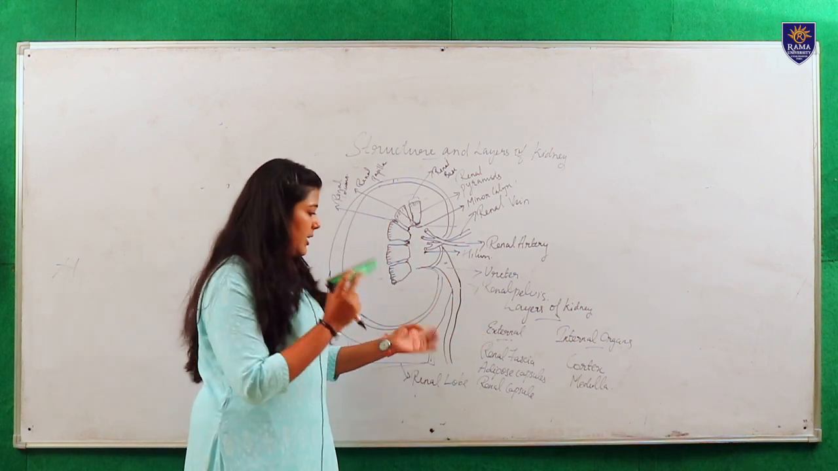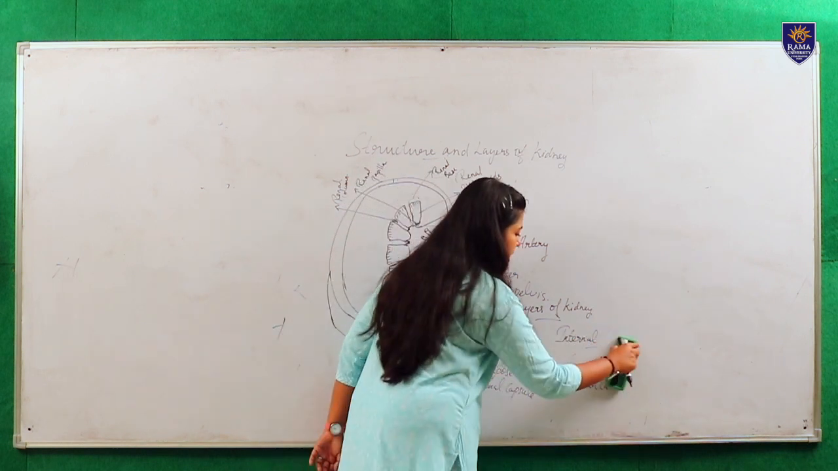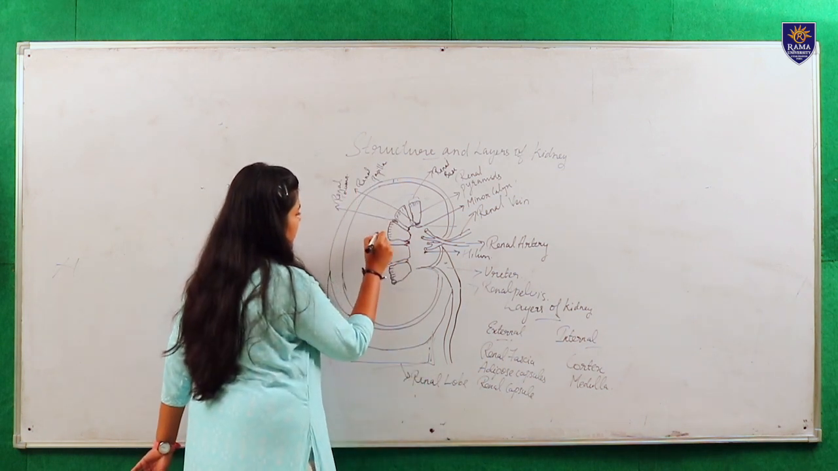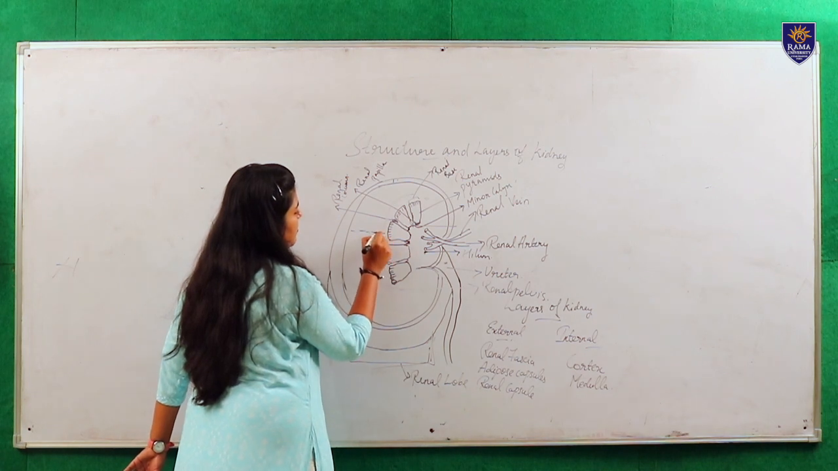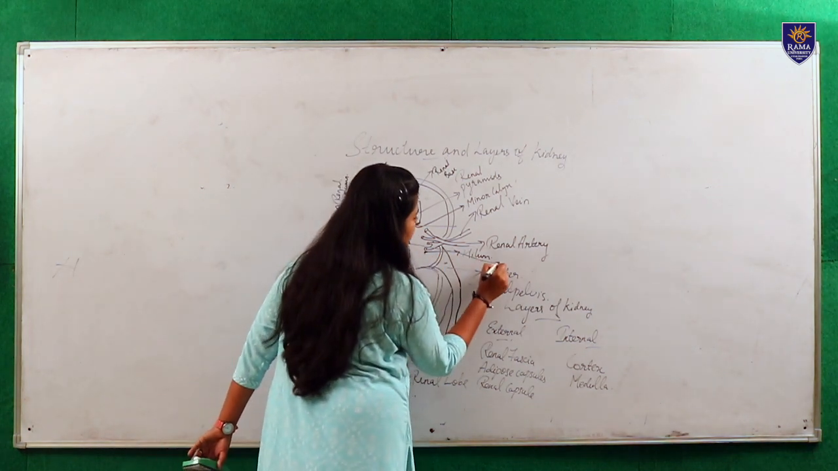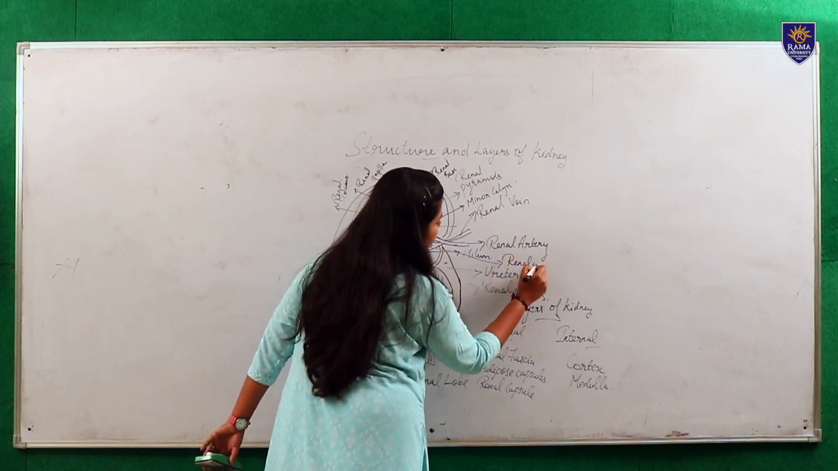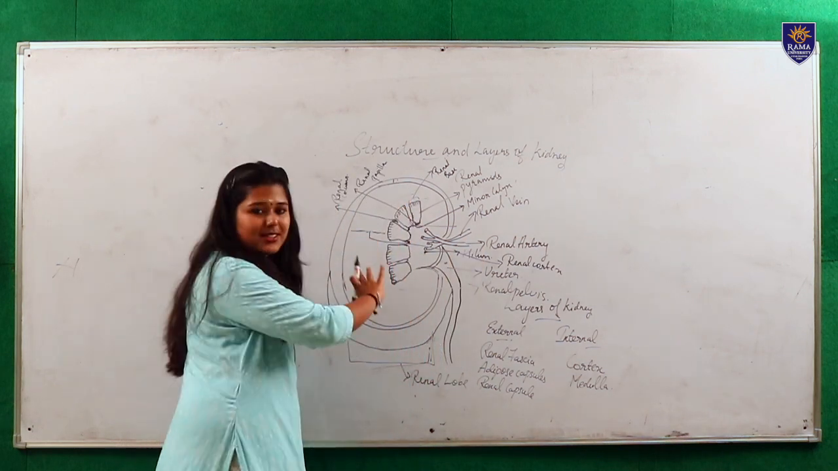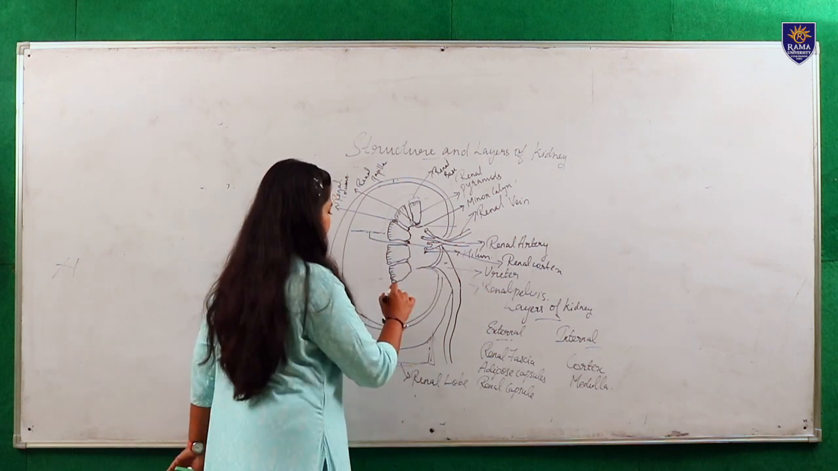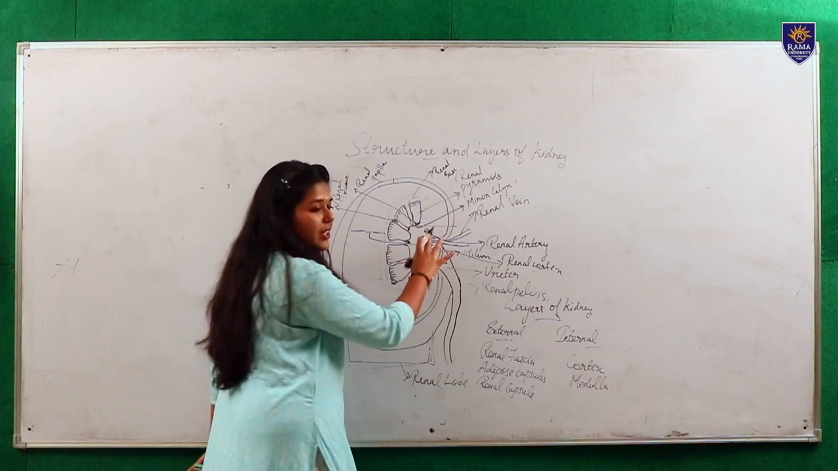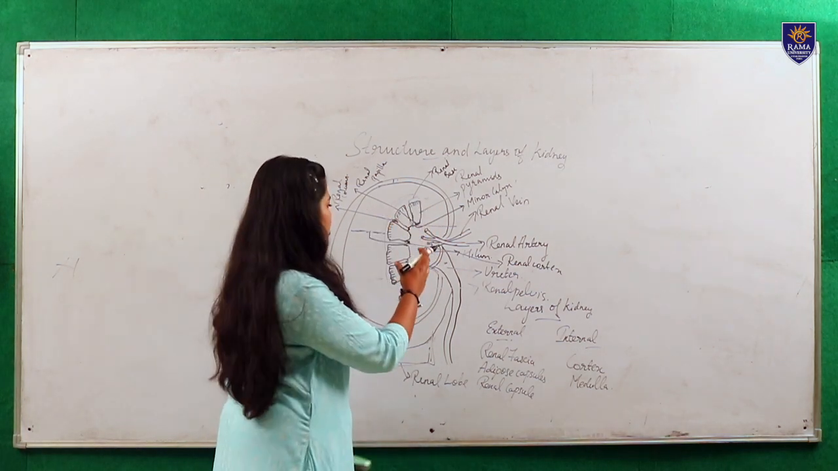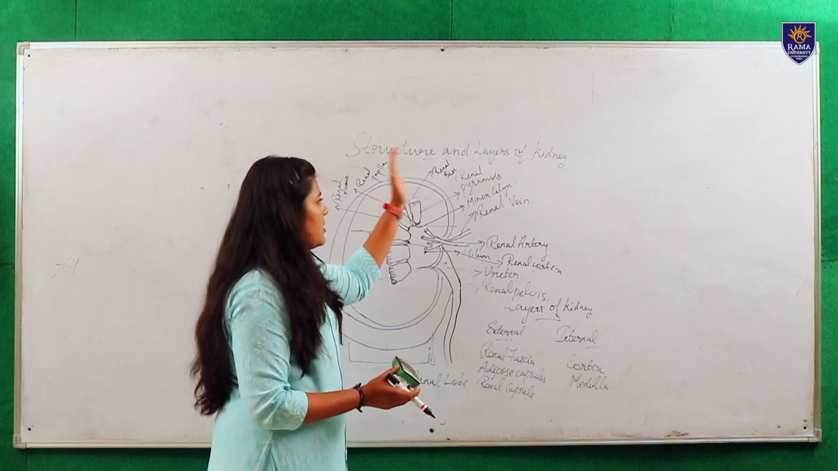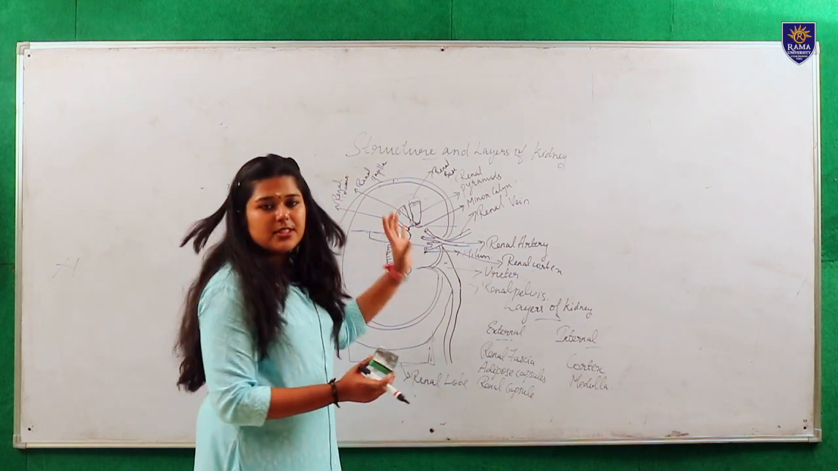And now coming to the internal layer. The internal layer includes two: cortex and medulla. The region above the pyramids, which is left out, is called the renal cortex. And the layer surrounding the renal pyramids and renal pelvis is the renal medulla. So these are the overall layers and the structure of the kidney.